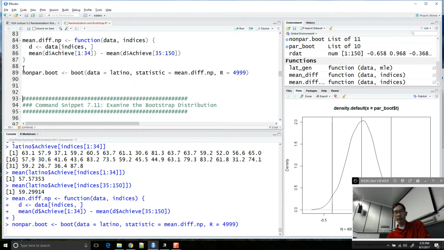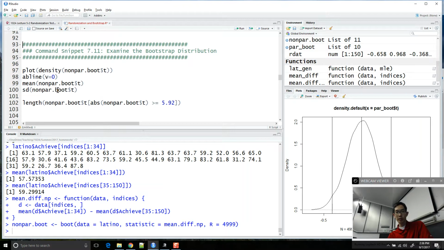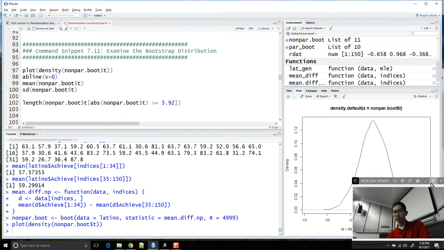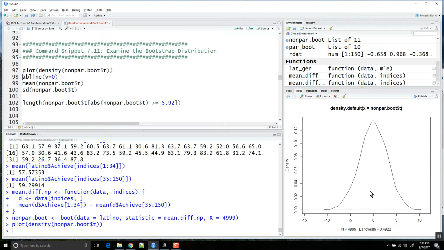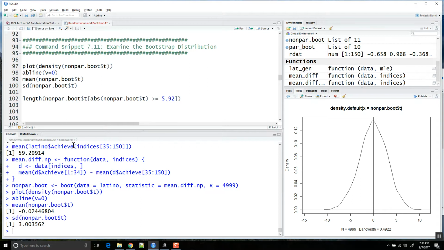Okay, and then so when we do this, this is what we get for non-parametric bootstrap. Okay, and we can take a look at what we get in this. It looks a lot like the normal distribution again. The mean when we do our non-parametric bootstrap is close to 0. The standard deviation is 3, and that's fine.